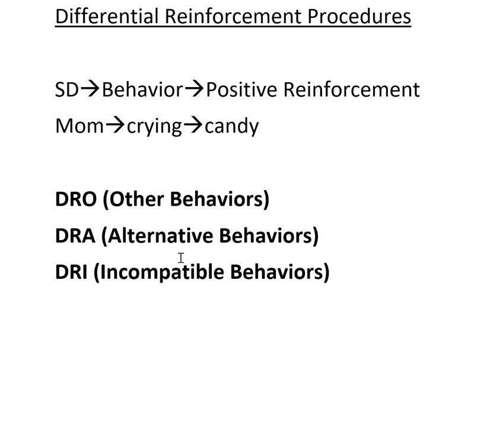Okay. Now the third one is DRI, incompatible behaviors. Incompatible behaviors, basically, you are enforcing a behavior that cannot be happening with the crying. Okay, it's incompatible to crying. So he cannot be crying and smiling at the same time. So you want to enforce the smiling. Okay, because when you enforce the smiling, you cannot be doing both, crying and smiling. So the smiling will take over because it's incompatible behavior. It's going to take over the crying, and then it will continue to increase.